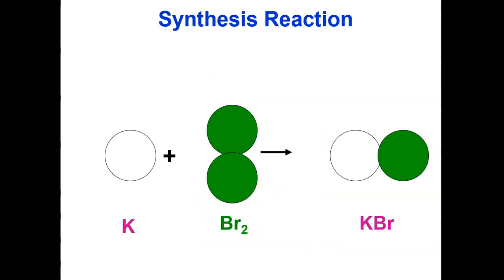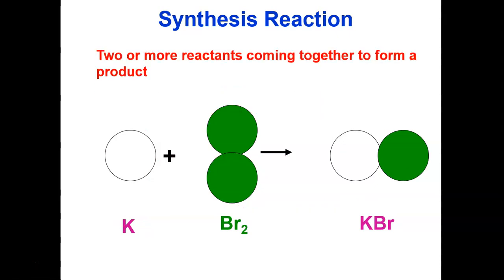Okay, so our first type of reaction is a synthesis reaction. And in a synthesis reaction, two or more reactants come together to form a single product. So the example we have here is the synthesis of potassium bromide from potassium and bromine. Now, a couple things that you might immediately notice is that bromine as an element is Br2. We'll talk about that in just a minute.